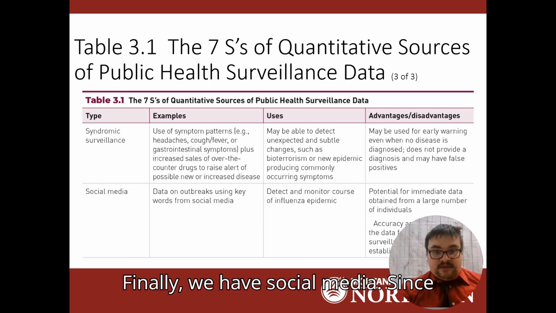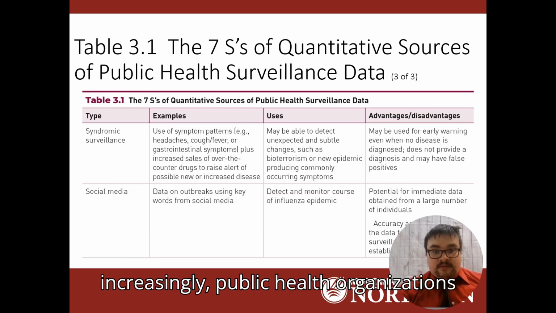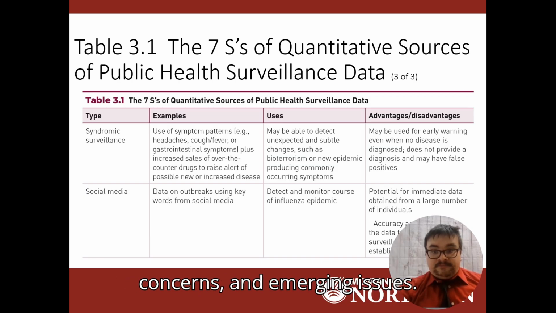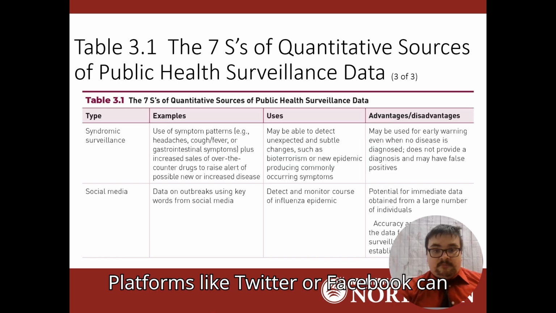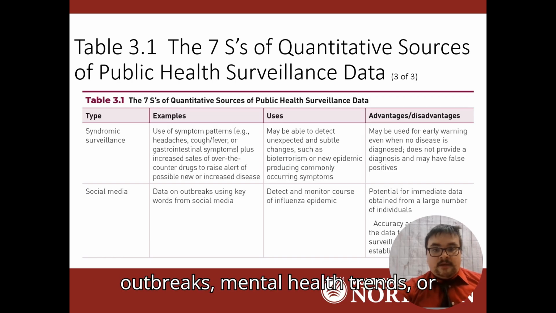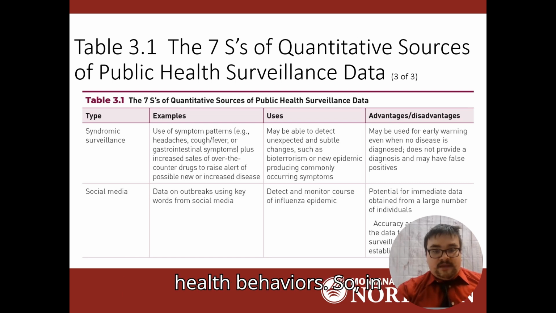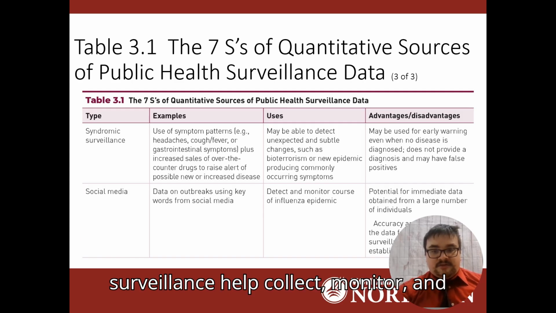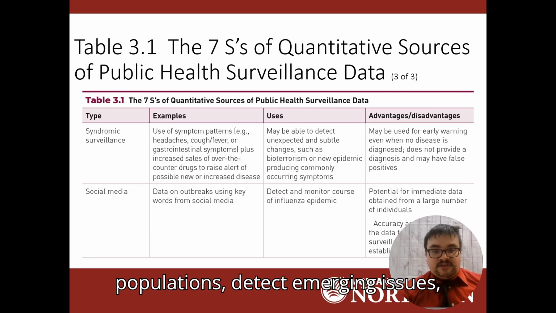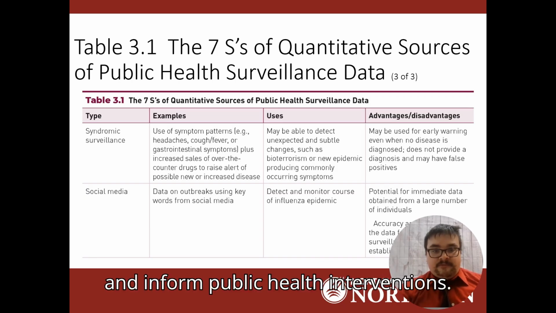Finally, we have social media. Increasingly, public health organizations use social media data to monitor and assess public health trends, public concerns, and emerging issues. Platforms like Twitter or Facebook can provide real-time information on disease outbreaks, mental health trends, or health behaviors. So in short, these seven S's of public health surveillance help collect, monitor, and analyze data to track the health of populations, detect emerging issues, and inform public health interventions.